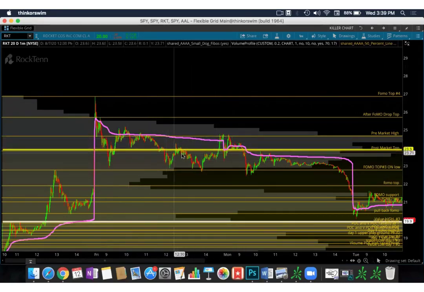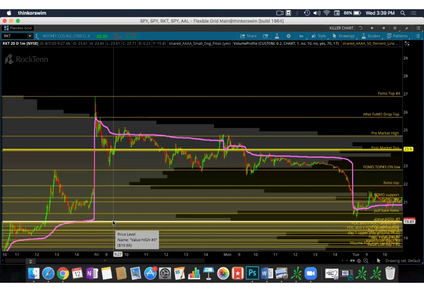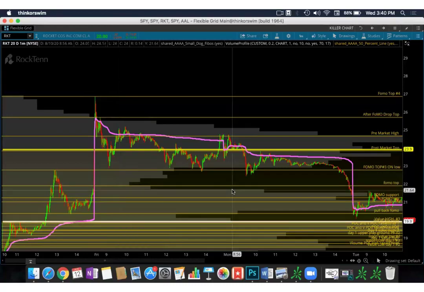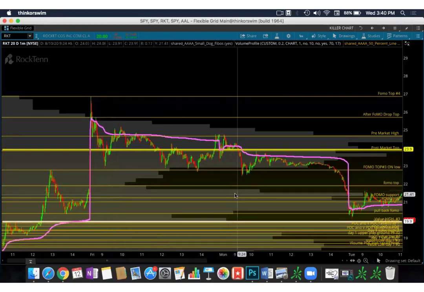All of these people are trying to hold on to something, they're grasping at straws to keep the stock up, but its destination is ultimately this POC. This is where it wants to gravitate to. This is where all the work is being done, and this is where people are most happy doing business at that volume POC. Volume makes sense. That's what I was saying.